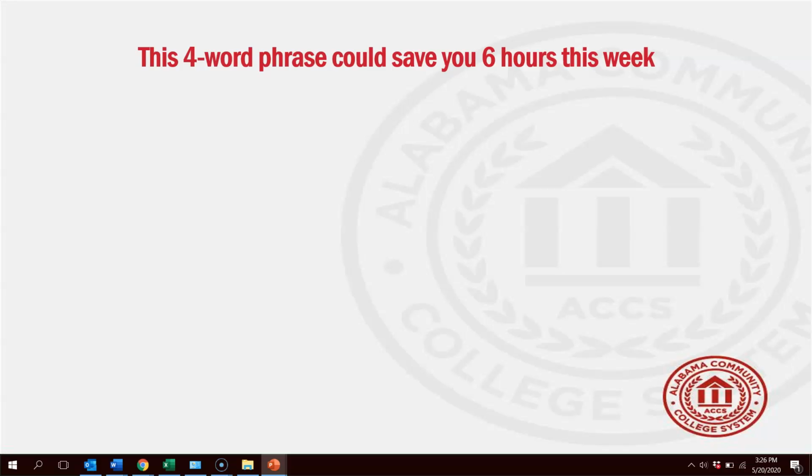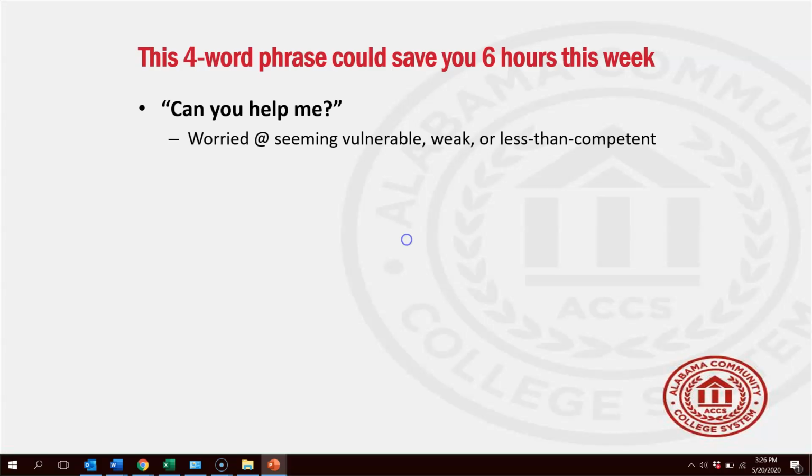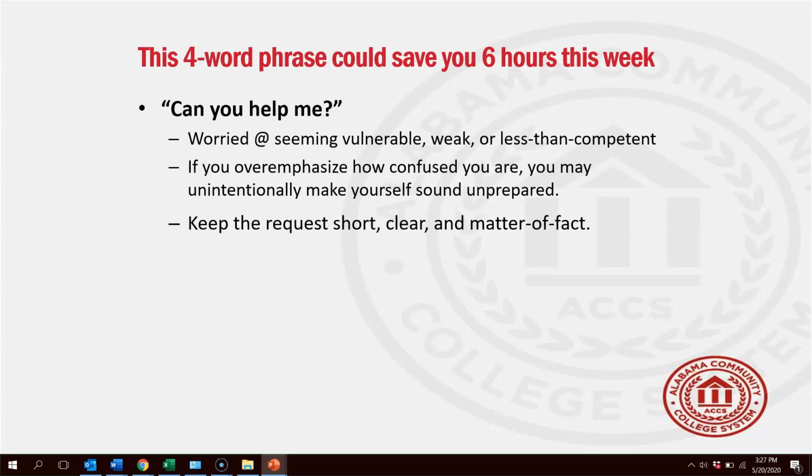Now, if you talk about saving 6 hours a week, I want to know what that 4-word phrase is, if it's going to save 6 hours a week. And that's, can you help me? Faculty are not real good at this. You know, we don't want to seem like we need help. We're worried about being vulnerable or seeming weak or less than competent. But the problem is, if we overemphasize how confused we are, we may unintentionally make ourselves sound unprepared. So keep the request short, clear, and a matter of fact.